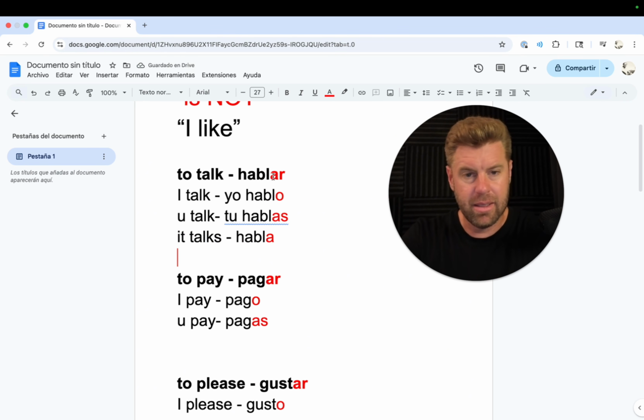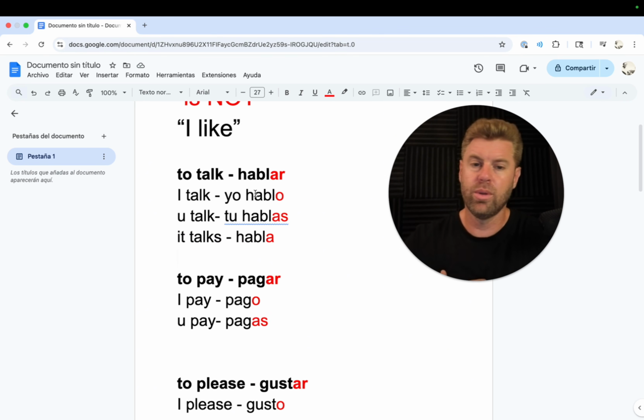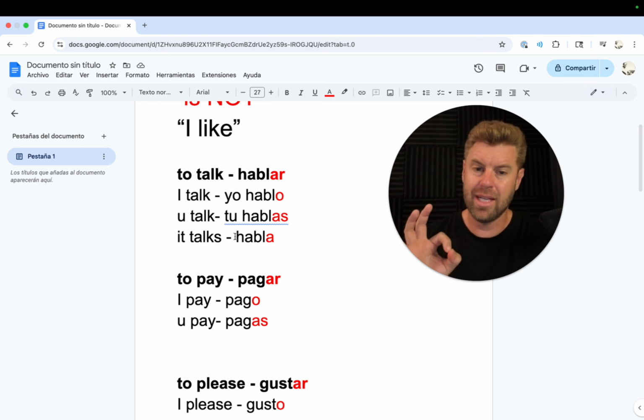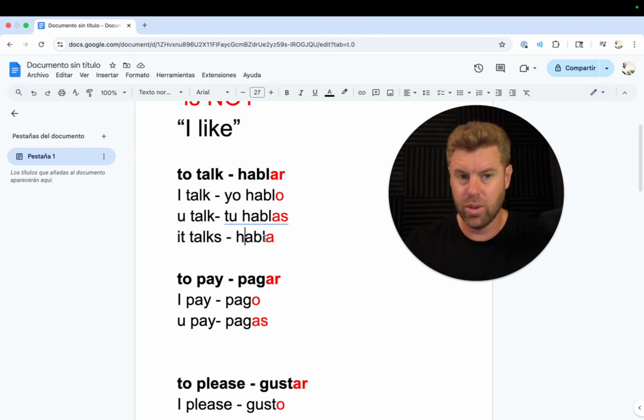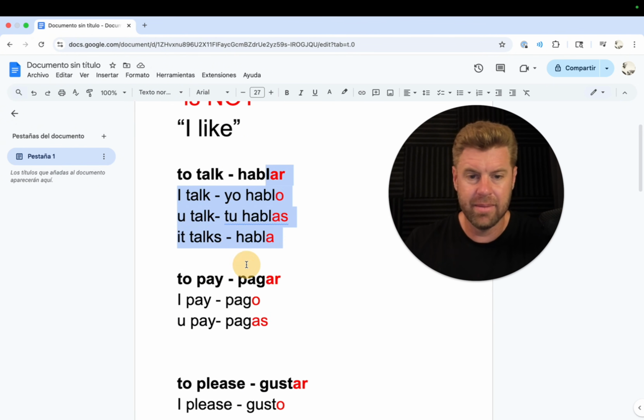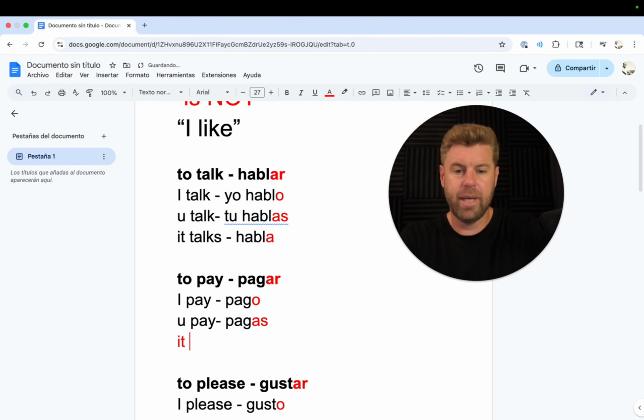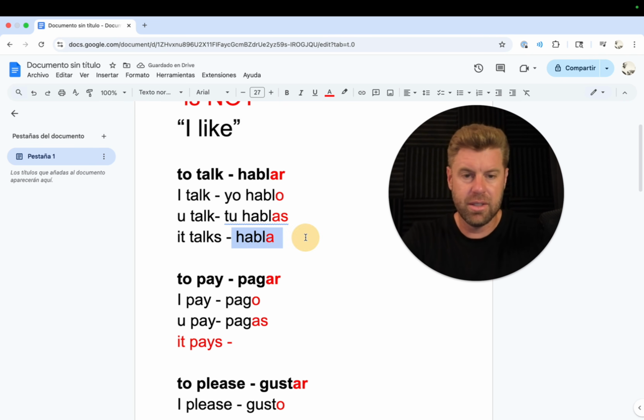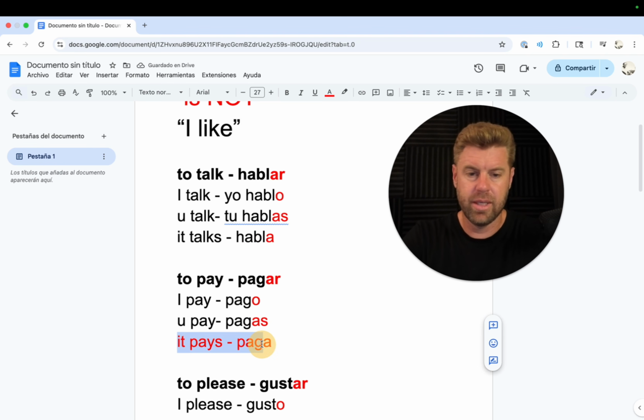And that's the pattern, all right? So I talk, hablo. You talk, hablas. It talks, habla. We know you're saying it talks if it ends in the A, because none of the others end in an A. If I wanted to say it pays, same thing. What would I do? Look at this habla and ask yourself, how would I say it pays? Paga. Same thing. I just remove the S, okay?